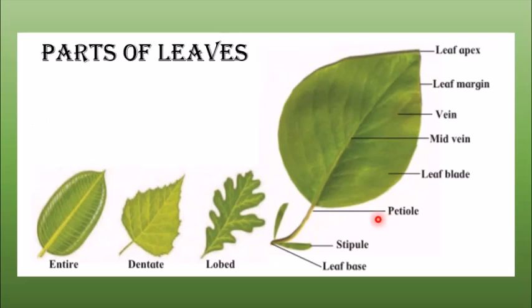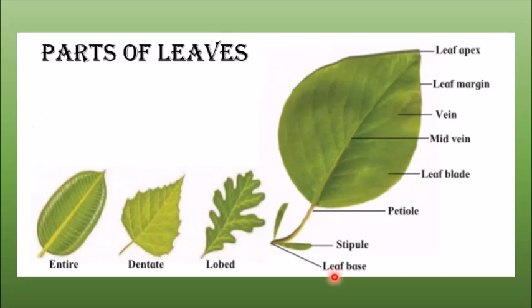Also, the leaf margin, that is the corners, can be of different shapes. It can be entire, where you find a smooth margin, or it can be dentate, like a toothed structure, or it can be lobed. It depends on the plant what type of margin it has. Then the end from where it is attached to the stem is called the leaf base.